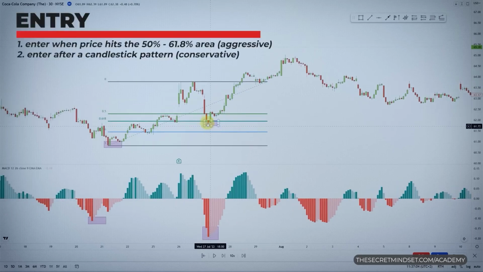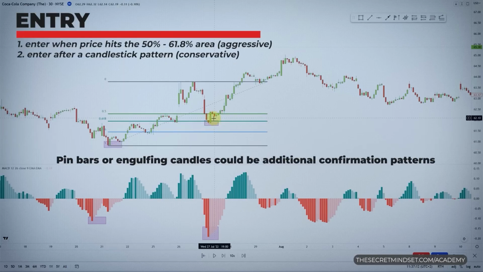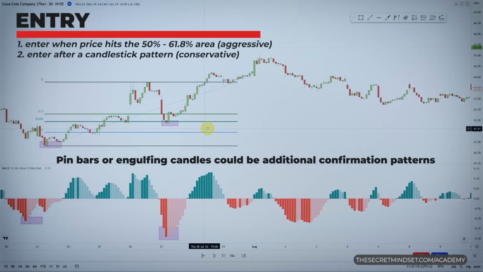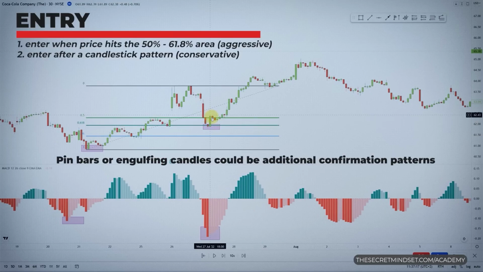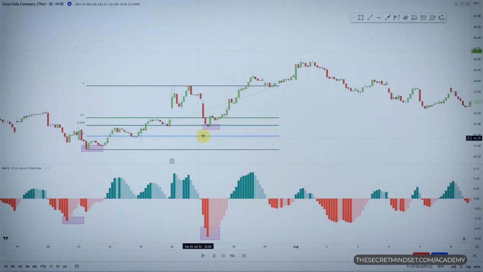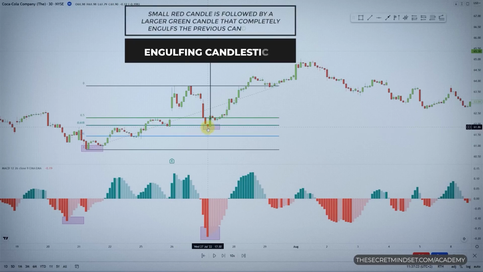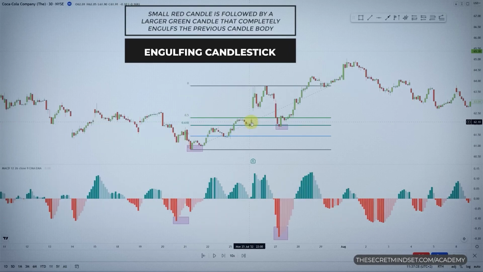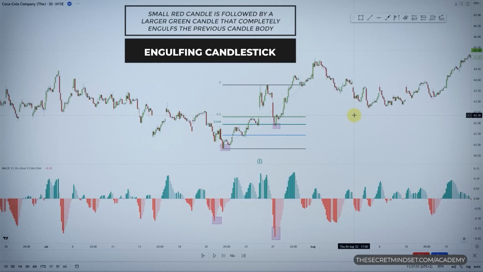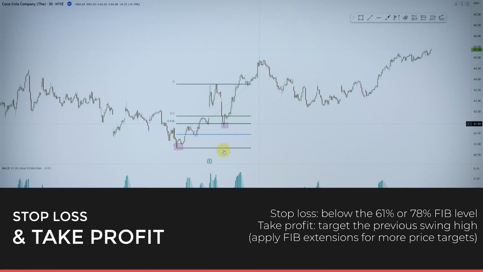You can enter when the price is around this level, which is a more aggressive entry, or you could wait for a candlestick pattern. Pin bars or engulfing candles are additional confirmation patterns that buyers are trying to drive price higher. So a buy entry would be after you see this engulfing candlestick, when this small red candle is followed by a larger green candle that completely engulfs the previous candle. You place the stop loss below the 61% or the 78 fib level, and you initially target the previous swing high.